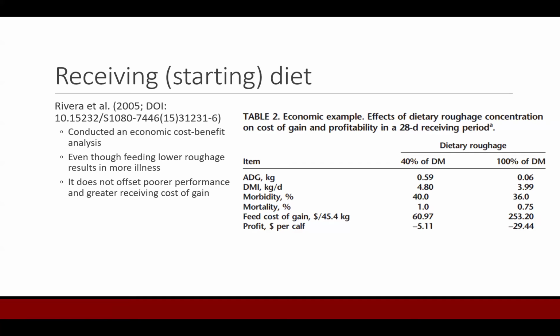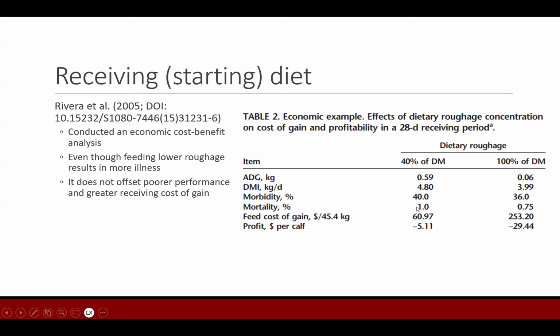So their rates of gain are going to be less. Okay. Dry matter intake for this 40% roughage diet is 4.8 compared to this 100% roughage diet, which is 4. Okay. Morbidity. So you did reduce morbidity by about 4 percentage units. Okay. 40 versus 36. Mortality.